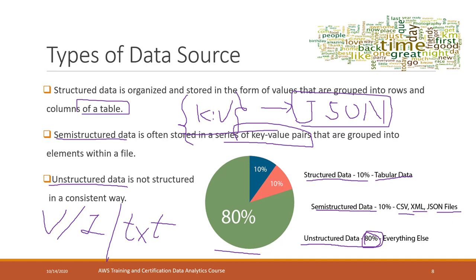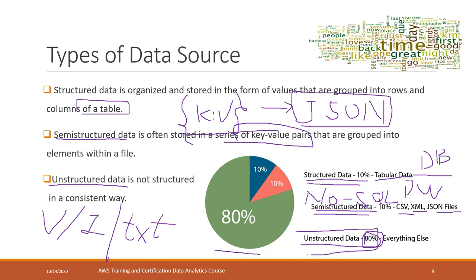For structured data, our relational database and our data warehouse can handle that. For semi-structured data, we can use non-relational databases, so NoSQL databases, for example DocumentDB, DynamoDB, and MongoDB. Graph databases, etc. can also handle semi-structured data.